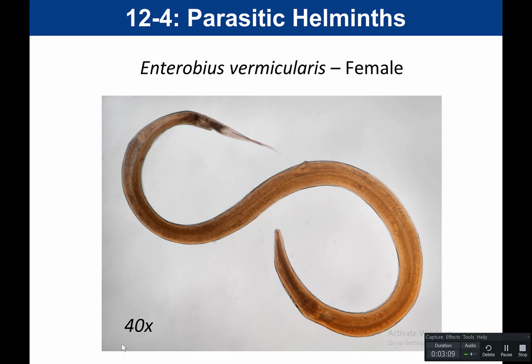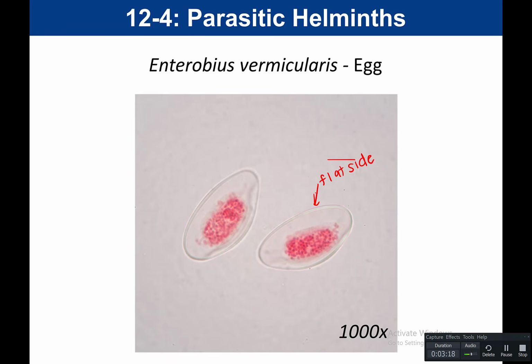So again, this is your Enterobius vermicularis. This is the female. So notice she doesn't have the spicule. She doesn't have that little curved structure. This is the female. You want to be able to recognize the eggs. So these are the slides that you really want to use when you're studying. These are the images that you want to know.